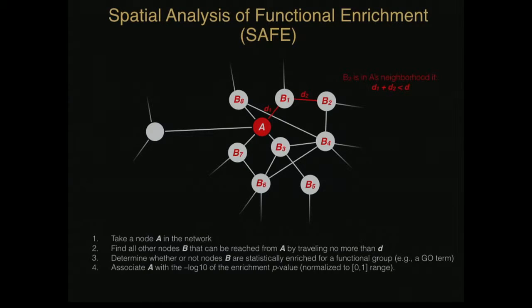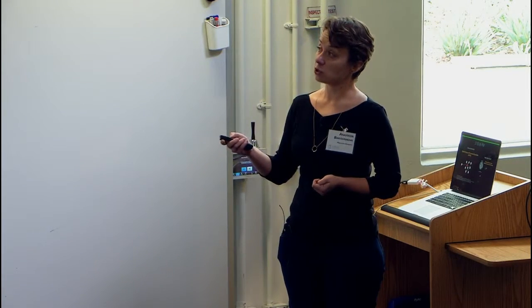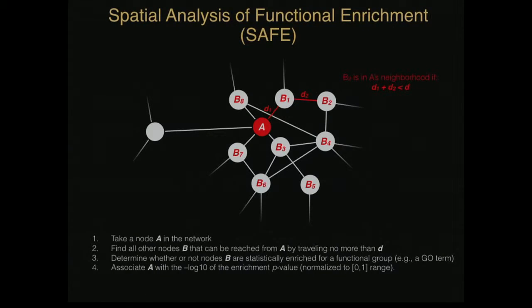But one option that we have considered was to take advantage of the layout algorithm that we employed to make the network. We measured distance between nodes based on the physical length of their edges once the layout has been applied. So in this case, all the nodes labeled B here are part of A's neighborhood, because the sum of the edges that you have to cross to get from A to the node is less than a certain threshold that we have chosen.